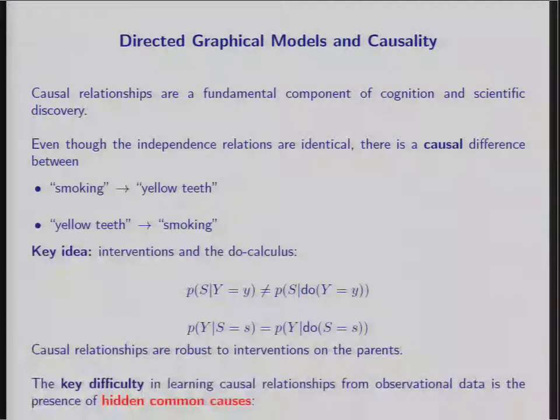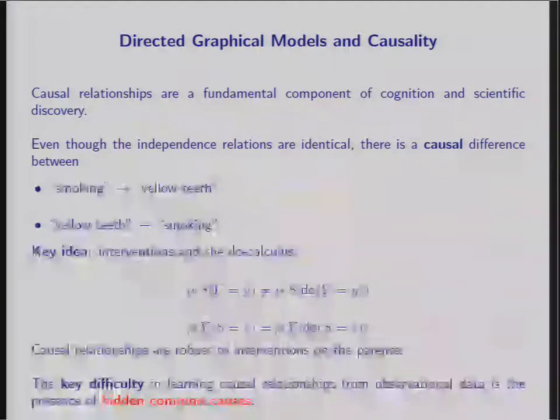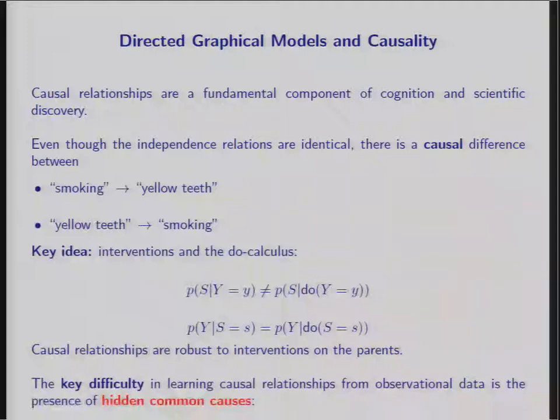The key idea in the literature on causality is to distinguish between what happens to the probability distribution if I merely passively observe states of a set of variables, as opposed to what happens when I intervene by manipulating one of the variables. And that's the idea of the do calculus, where I distinguish between merely observing that y took on the value little y and what would happen if I painted somebody's teeth yellow. Okay, so these probabilities would end up being different.